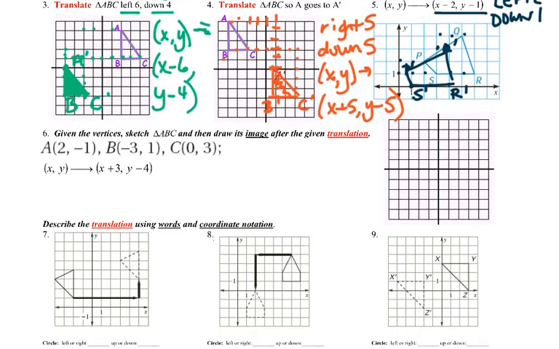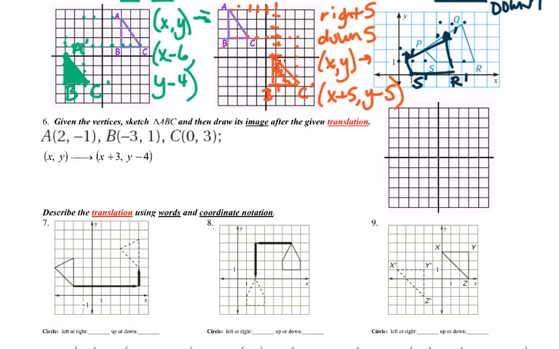Here it wants me to draw the original points. So A is (2, negative 1). So there's A. Label it. (Negative 3, 1). Here is B. And C is (0, 3). So there's C. So connect my dots. There's my original triangle. Then it wants me to take that triangle and move it where?